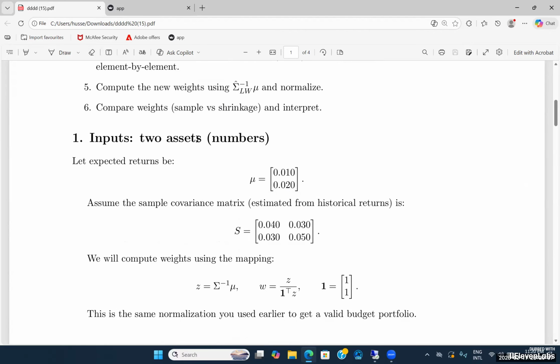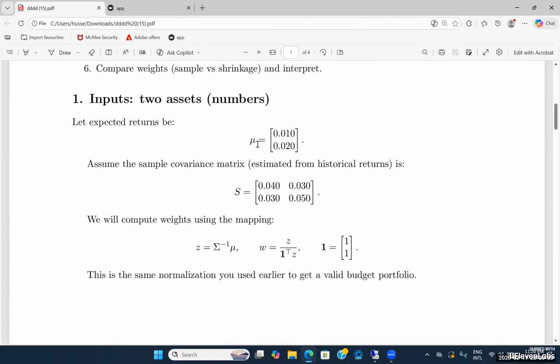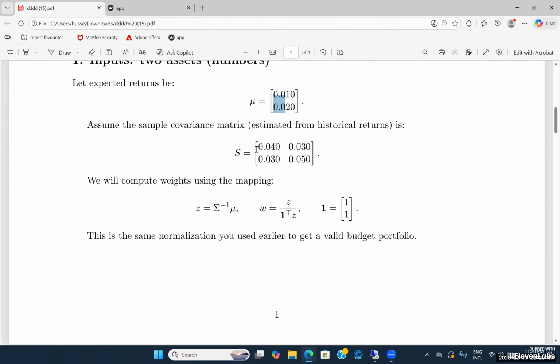So, with that in mind, let's take a moment for a quick recap of how the process of portfolio optimization typically works. First, let's assume that we have these expected returns, specifically 1% and 2%. And then we also have this variance-covariance matrix. The variance for the first asset is 4%, and for the second asset it's 5%. The covariance between them is positive, amounting to 3%.